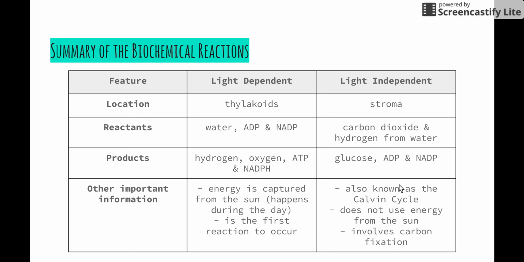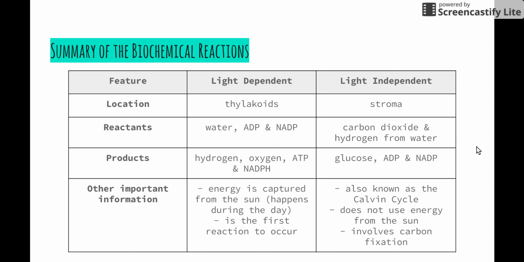So in our light-independent reactions, which take place in the stroma, as we said in the previous slide, we use carbon dioxide, which the plant gets from the air, and hydrogen, which is split from the water in the light-dependent reactions. The products include glucose, ADP, and NADP. So we can see here that the products of the light-independent reaction are used as the reactants in the light-dependent reaction. So both of them work in this really nice cycle to keep the process of photosynthesis taking place.